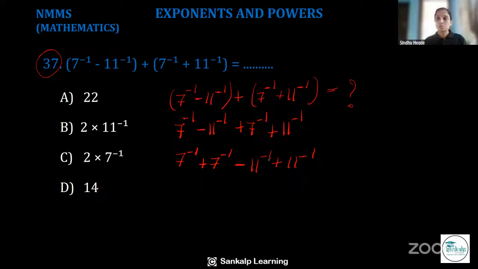Minus 11 raised to minus 1 plus 11 raised to minus 1, these two terms get vanished. So we get 7 raised to minus 1 plus 7 raised to minus 1 plus 0.